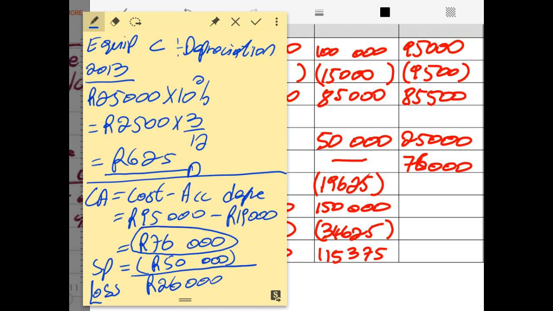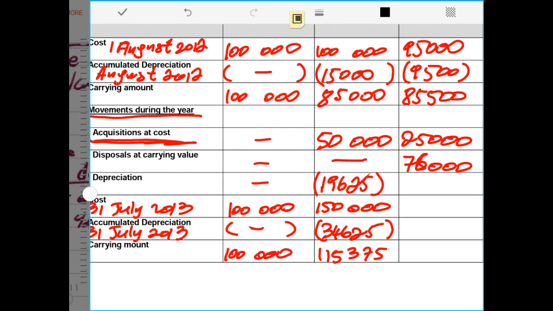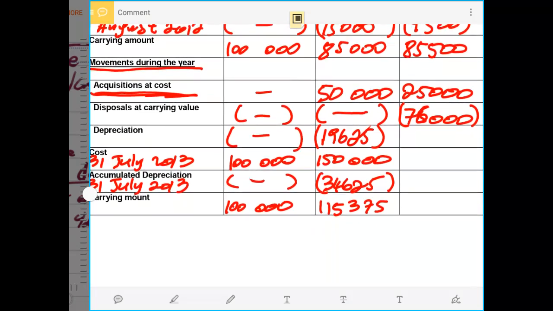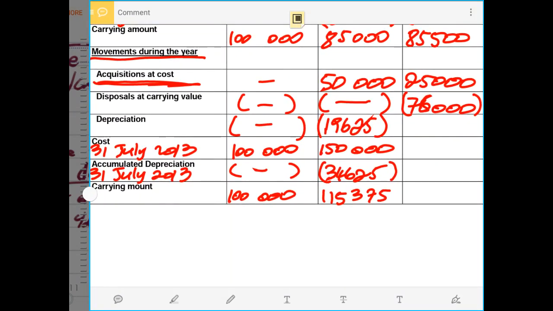So now whenever we do the note, we record the disposal at carrying value being 76,000 rands. But don't forget to write 76,000 rand, which is the disposal, as negative. So you can do the same and show the negative in case these were there. So now 76,000 rands is the disposal of the old equipment that had a carrying value of 76,000 rands.